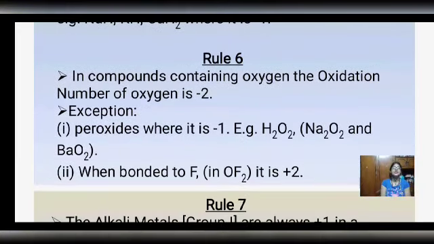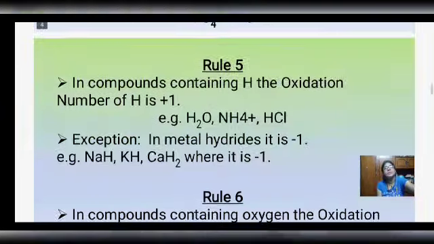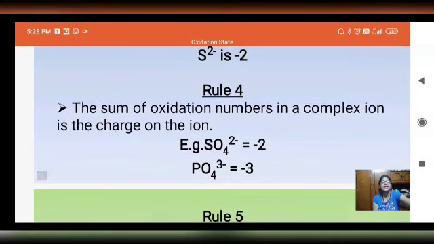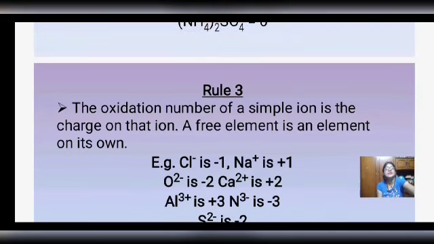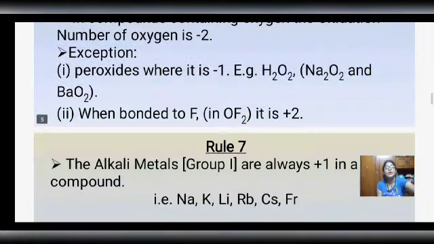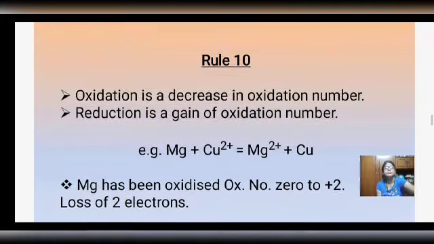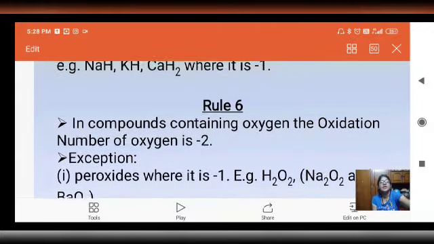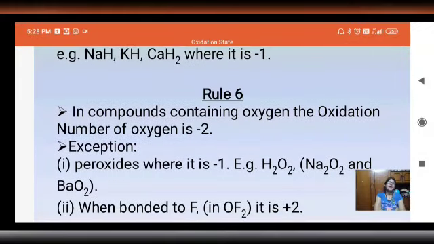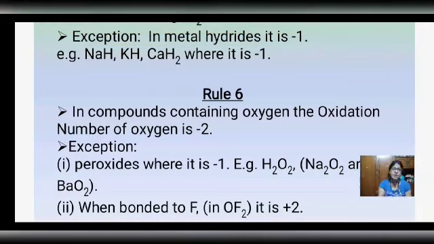Talking about rule number 6, in compounds containing oxygen, the oxidation number of oxygen is always -2. We must know this, that generally oxygen is assigned a charge of -2. As I told you in rule number 3 in case of simple ions, oxidation number is the charge it is assigned. So, whenever oxygen forms an ion or a compound, naturally it will be assigned -2 charge, so its oxidation number will be -2.